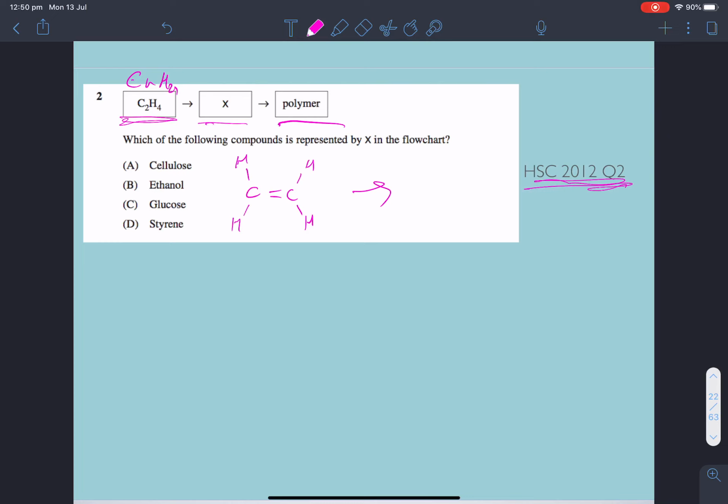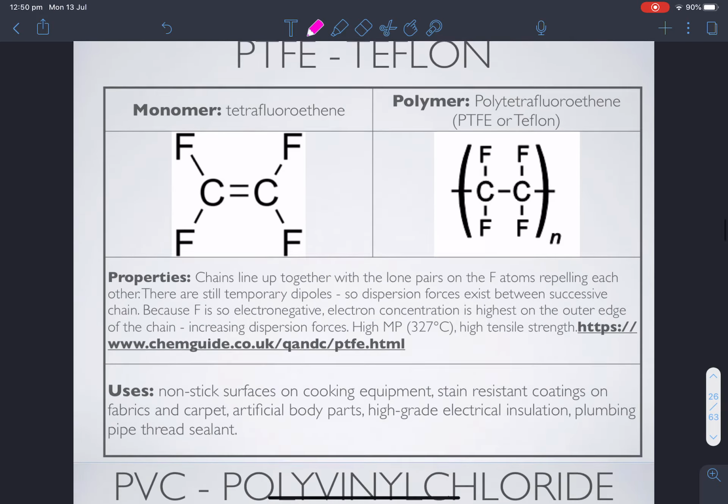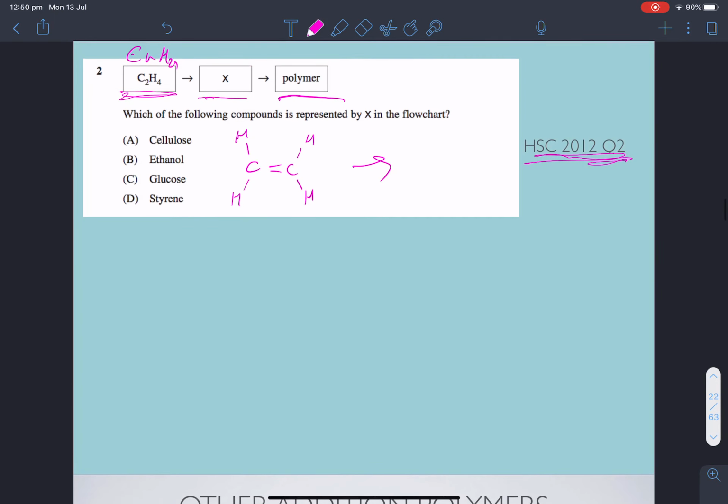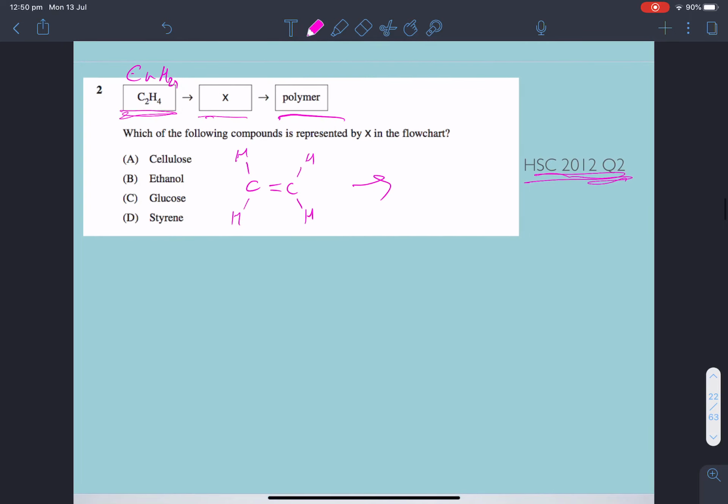Which of the following compounds represents X? Okay. Oh, I should have put this question later. I put this too early. I should put that after this one. We'll come back to this one. I've just put it in the wrong spot. Anyway, what a good space to end the video on, a mistake. Good job.